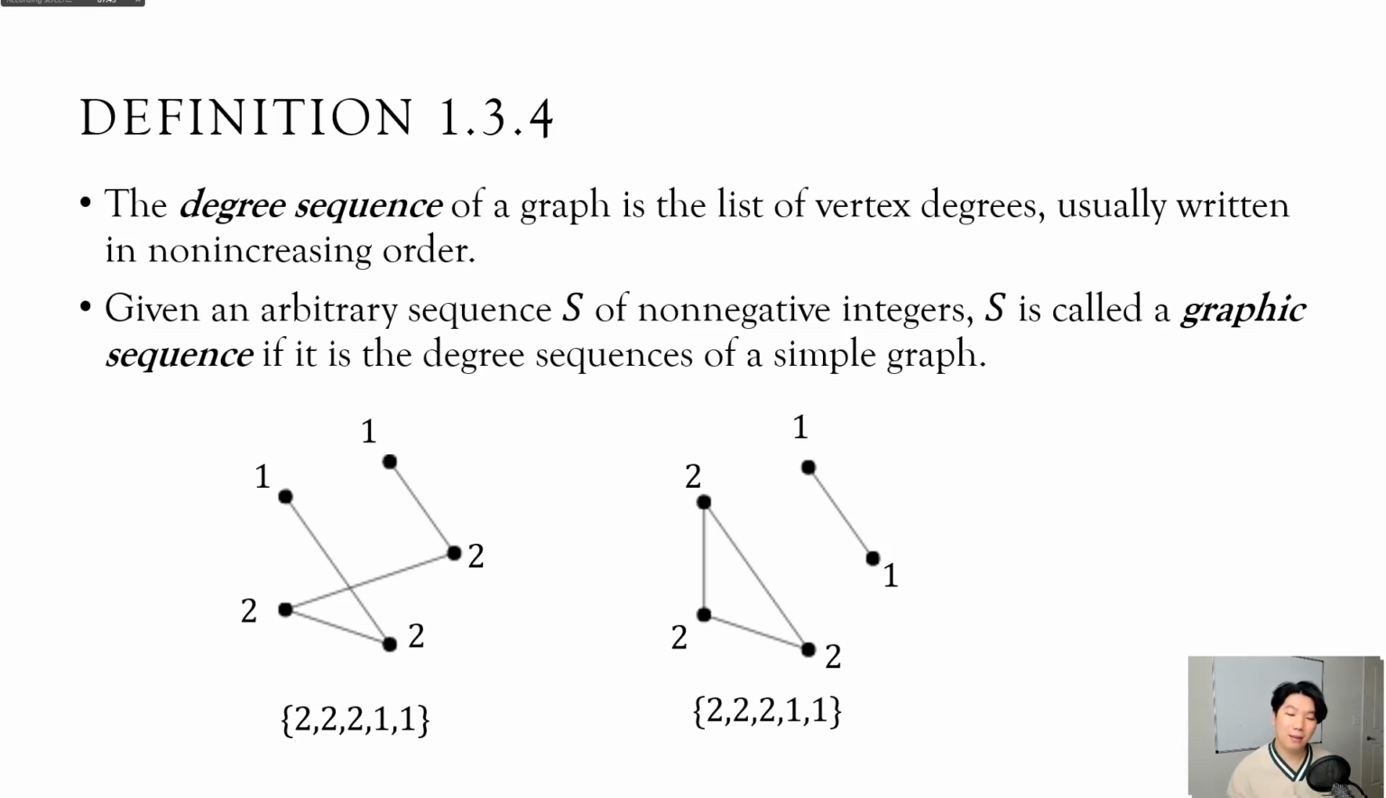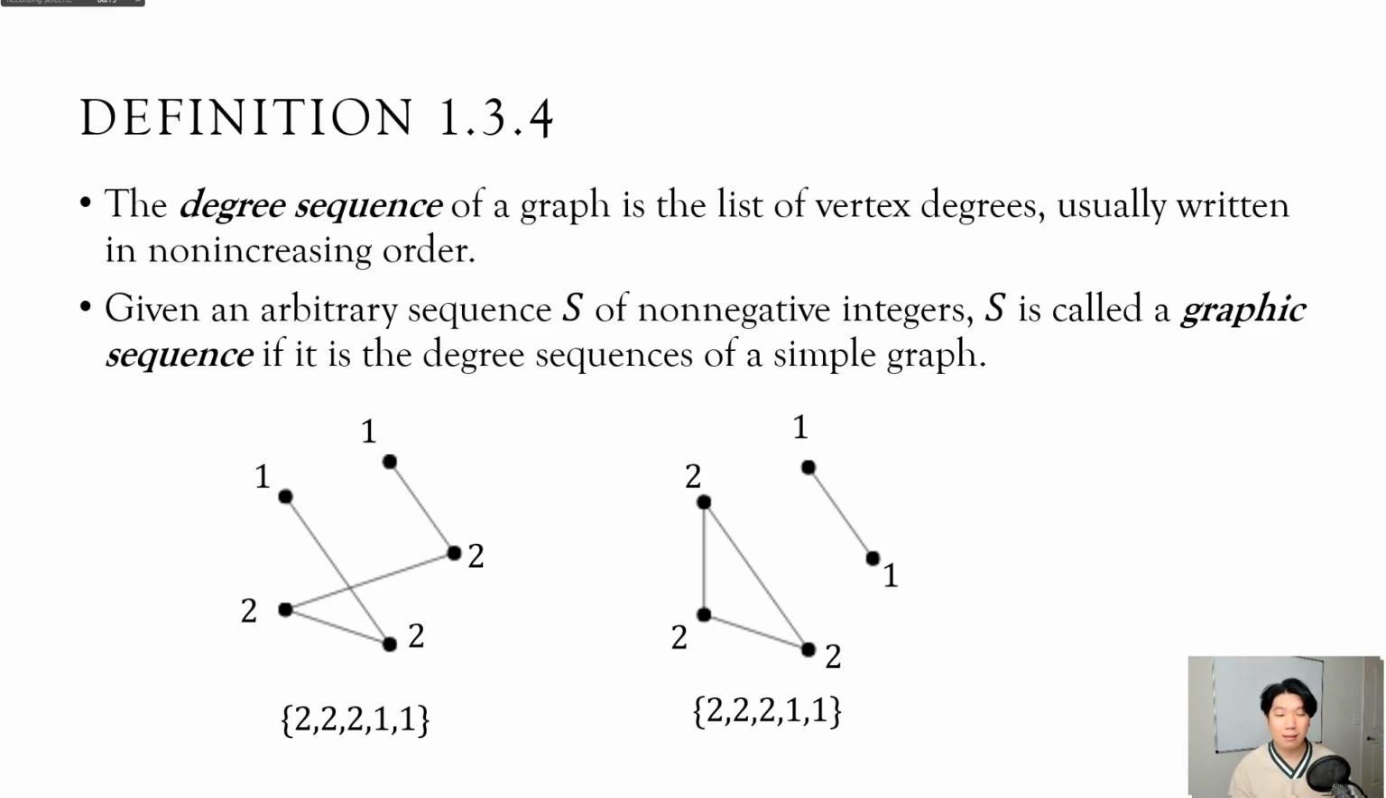You might be looking at this and noticing something. Both of these graphs have the same degree sequence. This is a really important note because it tells me that a degree sequence does not uniquely define a graph. That is, a degree sequence can represent multiple different graphs, especially if we're talking about connected or not connected graphs. So this is an example of a degree sequence.